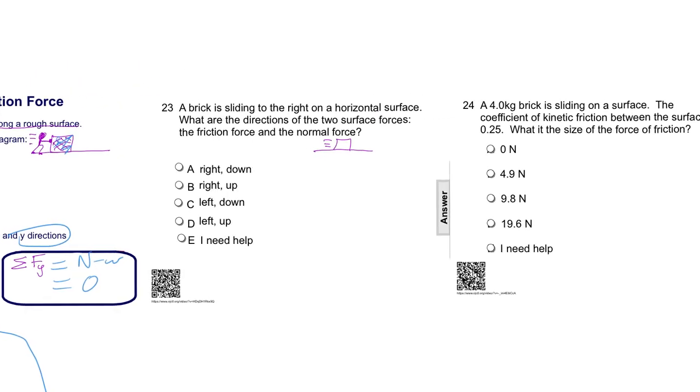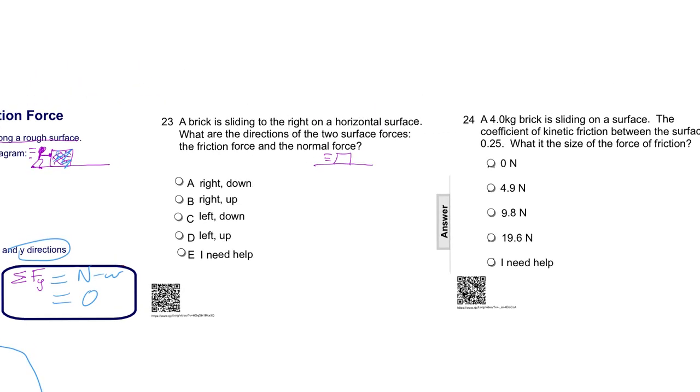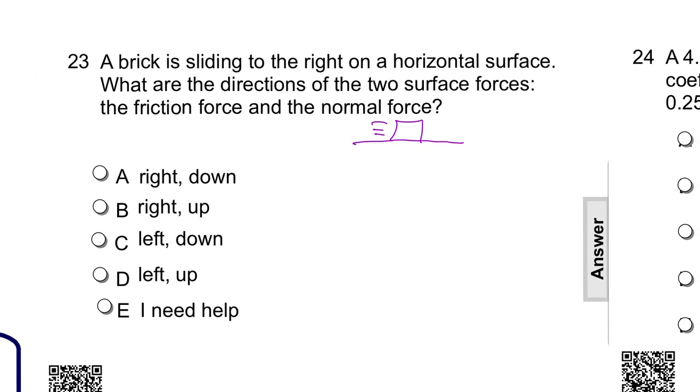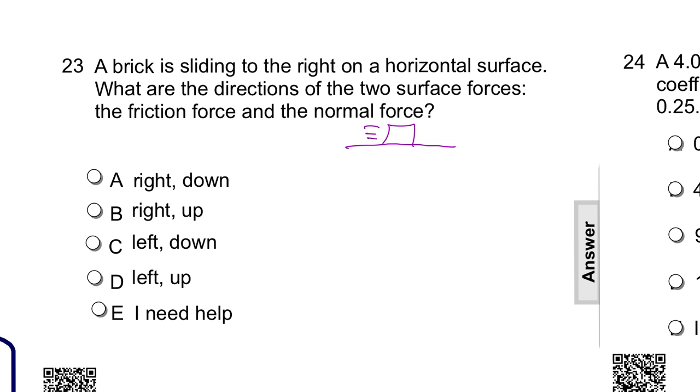Okay, so let's look at these problems. A brick is sliding to the right on a horizontal surface. What are the directions of the two surface forces, the friction force and the normal force? Okay, so if the velocity is to the right, it's shown by those purple streamer lines right here.